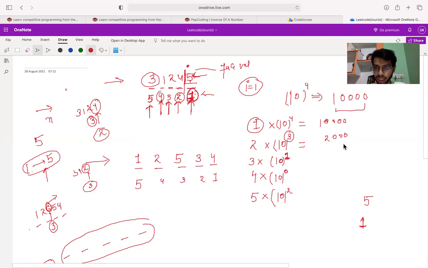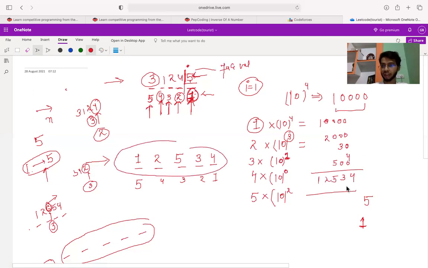So these are 2000, 300, 40 and 5 hundred. If I simply add these numbers, what could be my output? My output will be 4, 3, 3, 5, then 2, 1. So this is my inversion number, and I got the number.